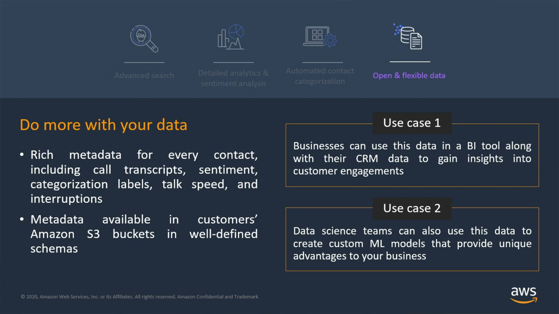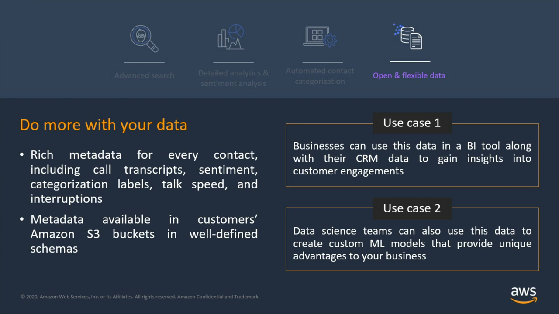For example, you can use the data in a business intelligence tool like Amazon QuickSight or Tableau, along with your CRM data to gain insights into customer engagements. Your data science teams can also use this data to create custom machine learning models with Amazon SageMaker.